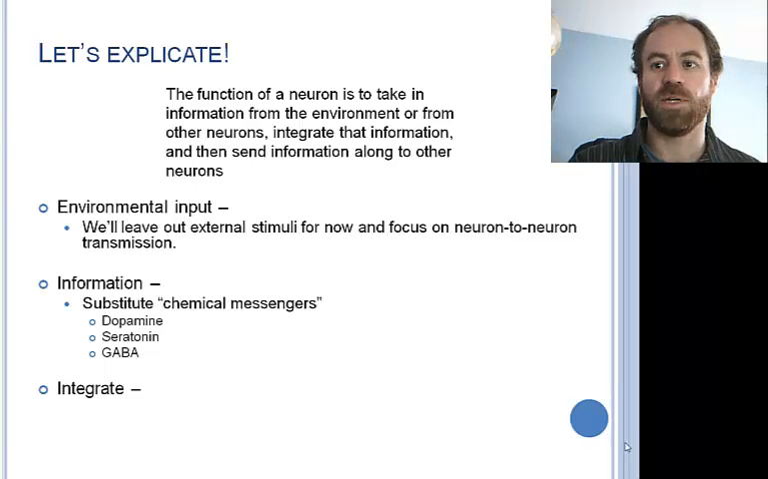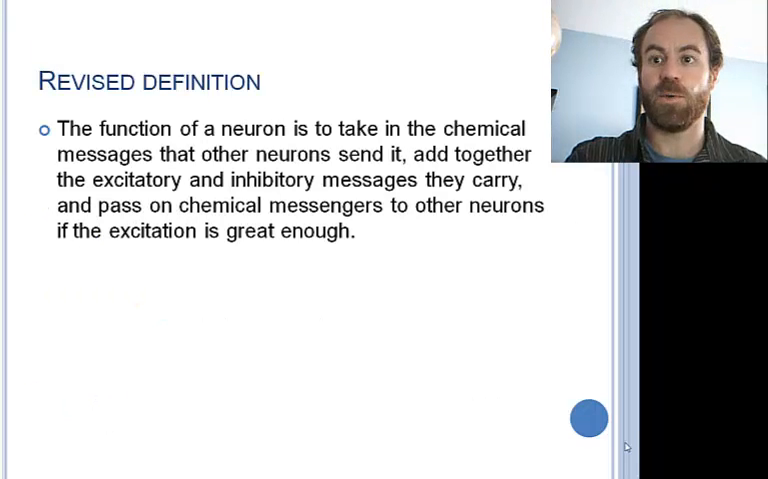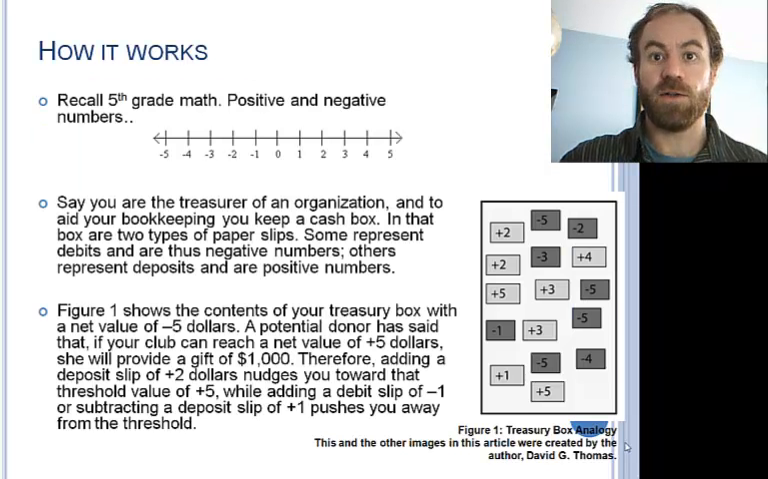And then there's the word integrate. Well, that simply means to put together. For example, both the excitatory and inhibitory chemical messages. So here's what we end up with. The function of a neuron is to take in the chemical messages that other neurons send it, add together the excitatory and inhibitory ions, and pass on chemical messengers to other neurons if the excitation is great enough. So how does all that happen?